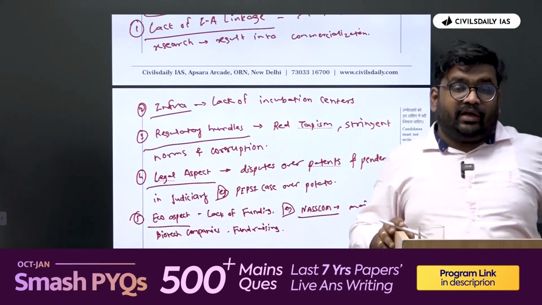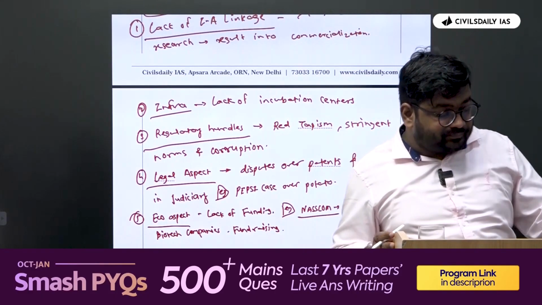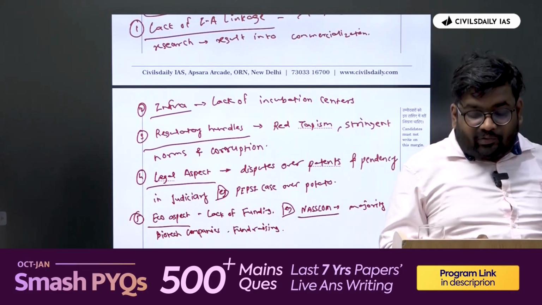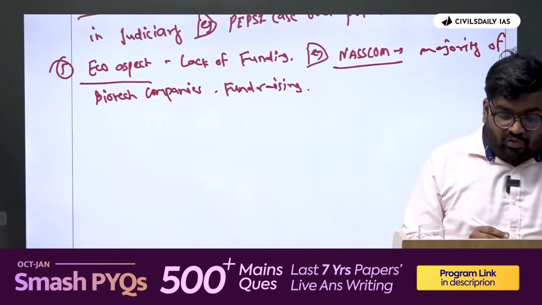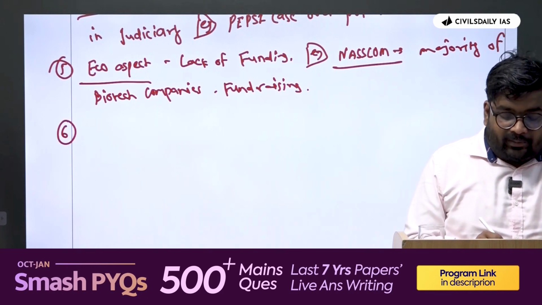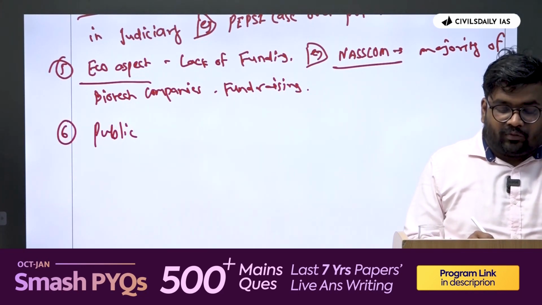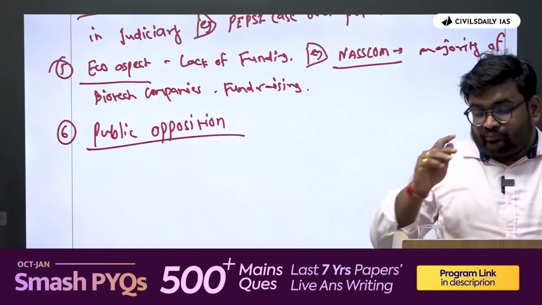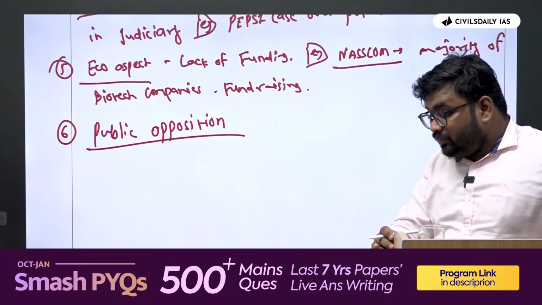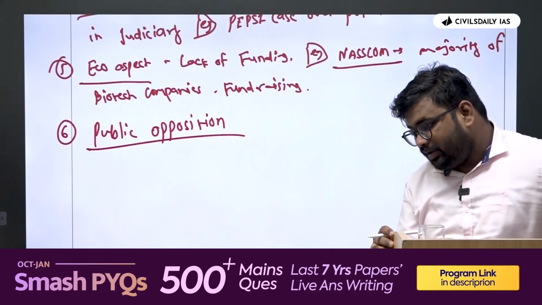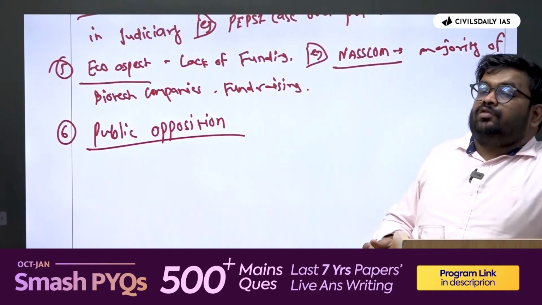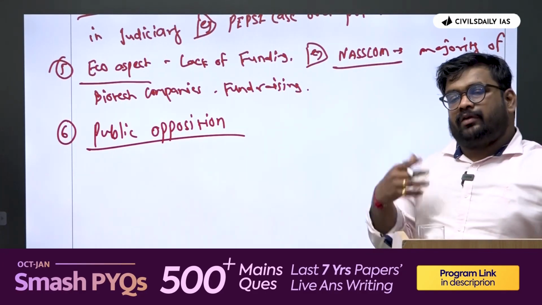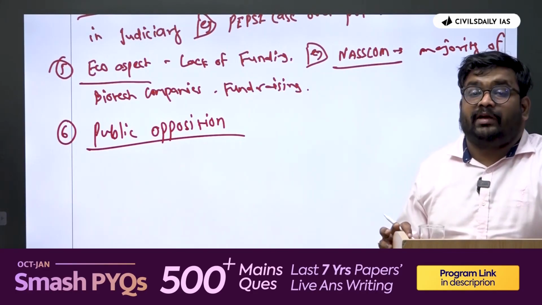So these are all the issues. And then if you want you can bring the social aspect also: public opposition. Okay, in that you can give the example: clinical trial disputes. Okay, so public opposition. Example you can give BT brinjal and BT mustard.